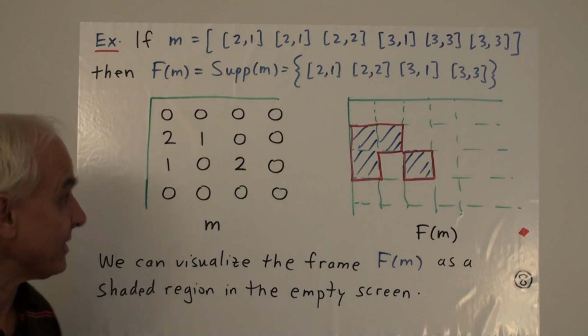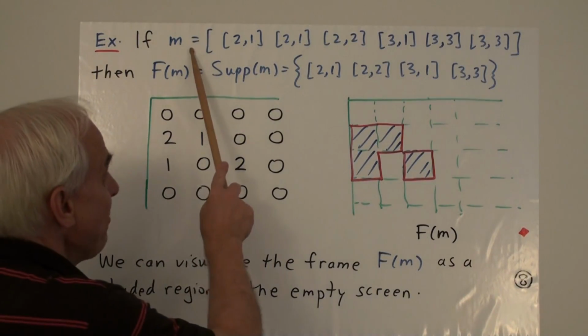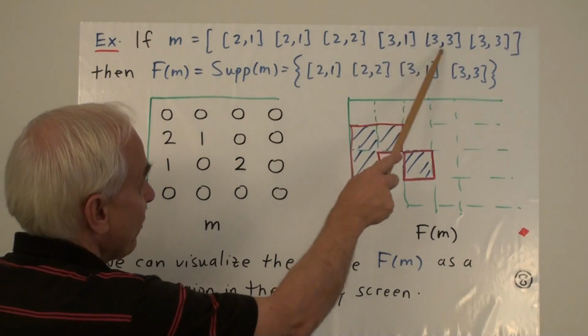So let's have a look at an example. Here is a maxel M, 2, 1, 2, 1, 2, 2, 3, 1, 3, 3, 3, 3.